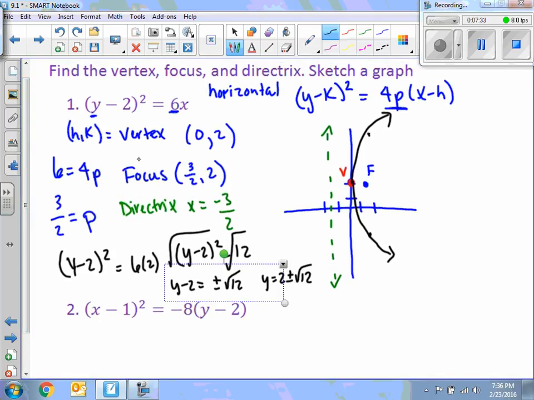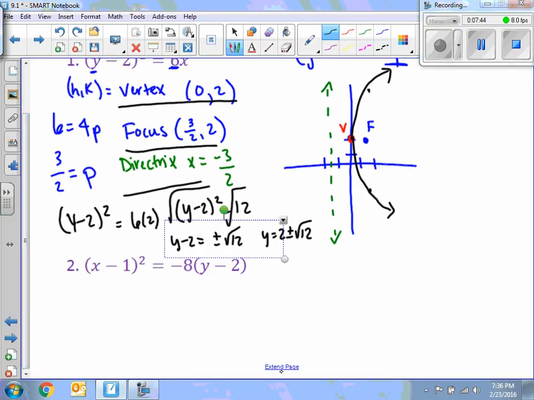What you need to do when solving these, first of all, always identify your vertex, your focus, and your directrix. Graph it, and you're done. Find 2 more ordered pairs, and you're done. Alright, so now down to number 2.